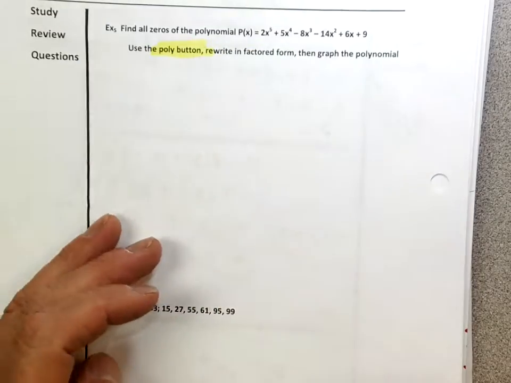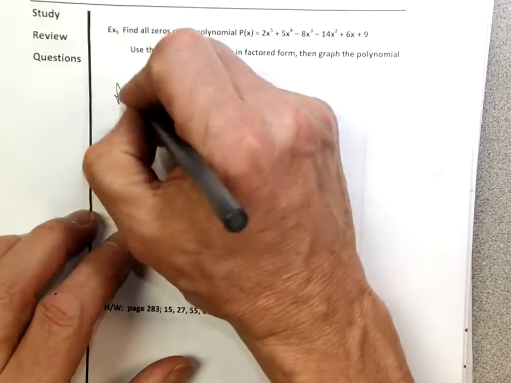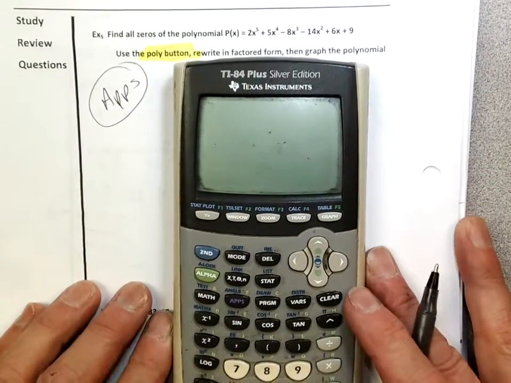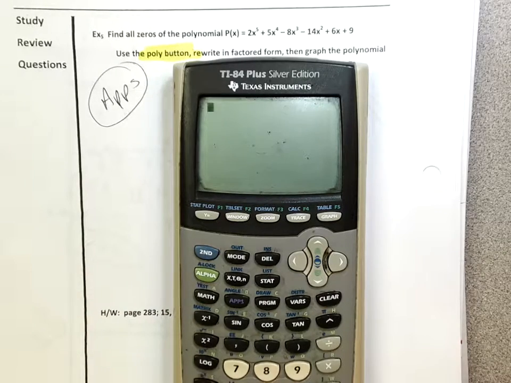The poly button will find the zeros very quickly. Okay, where do you find the poly button? It's in your apps. If you have one of my nice calculators, we're going to go to apps, all right? So this will always give you the zeros, the poly button. This is a polynomial. When you go to the poly button, you go to all the polynomial features.